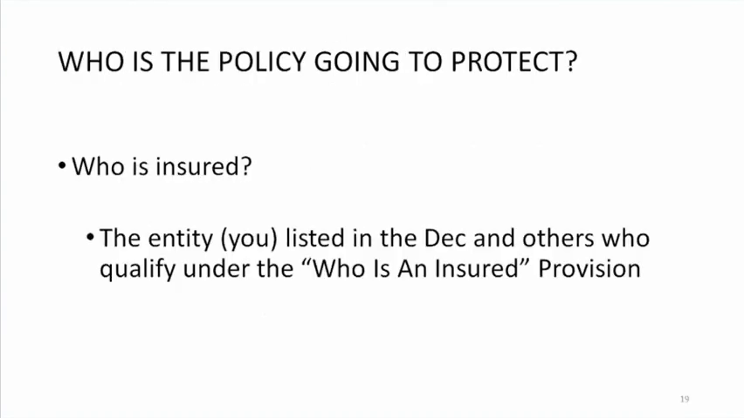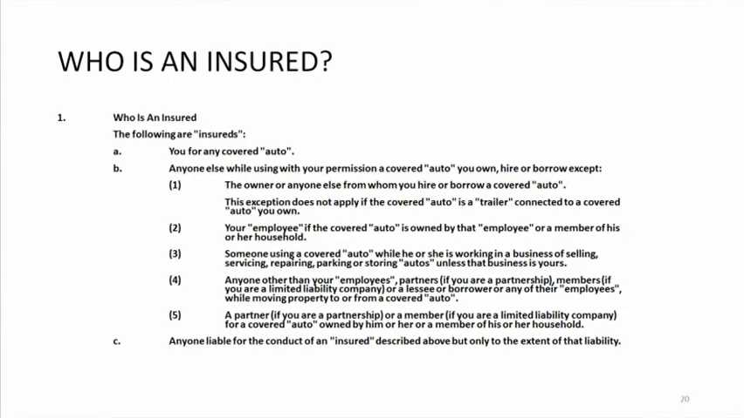So who's the policy going to protect? Who is an insured? The entity you listed in the declarations, and others who qualify under the who's insured provision. This is the who's insured provision. The following are insureds: you for any covered auto. Again, you is the entity on the declarations sheet. Covered autos must meet the definition of symbols.